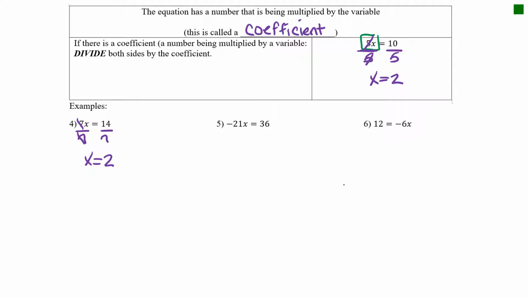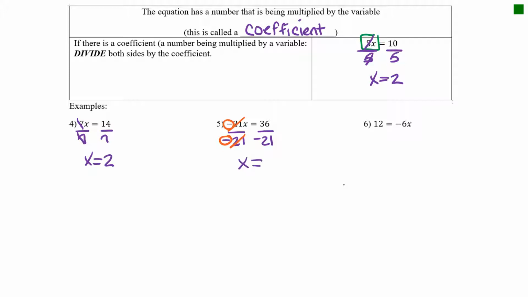Over on the left-hand side, negative 21 and x are being multiplied. Opposite of multiplication is division. I'm going to divide by negative 21. Here, people, don't forget the sign. Negative 21 and negative 21 cancel, leaves me with x.